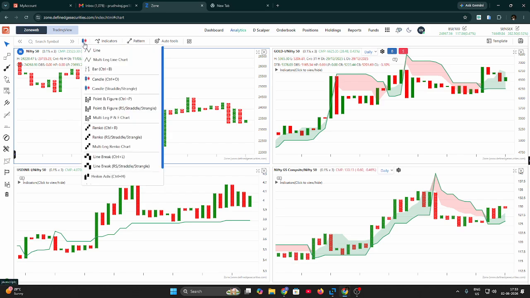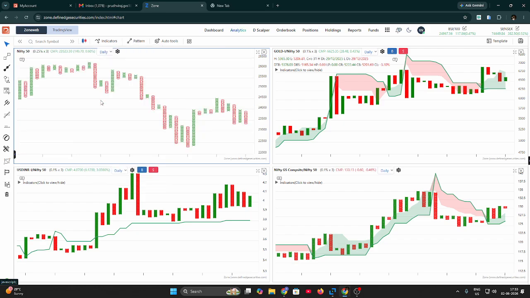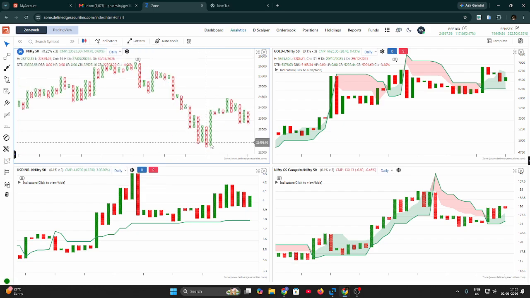Now you see here, I can make it candlestick. I put it as candlestick. This is the candlestick we are regularly seeing. Okay, what I use is point and figure. Point and figure means nothing, just green for a bullish swing and red for a bearish swing.